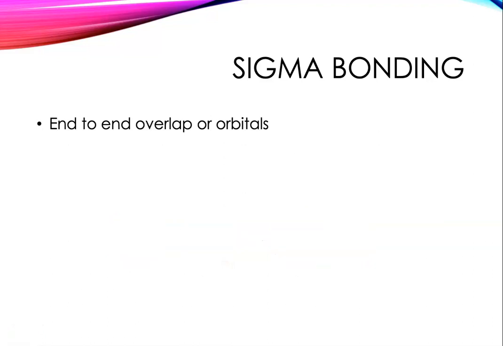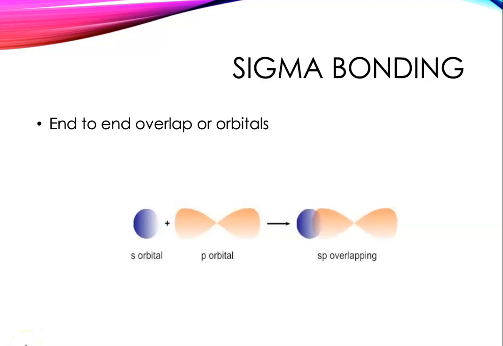So on the previous slide, I showed you sigma bonds forming between two s orbitals overlapping. I could have an s orbital overlapping with a p orbital, and I would also have a sigma bond forming. Notice it's that end-to-end overlap, and the electron density is between the nuclei. That's really the hallmark of a sigma bond.